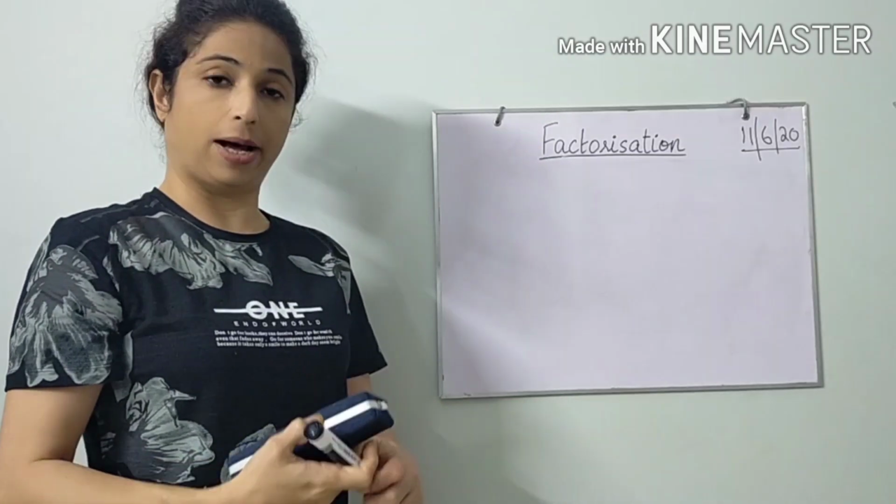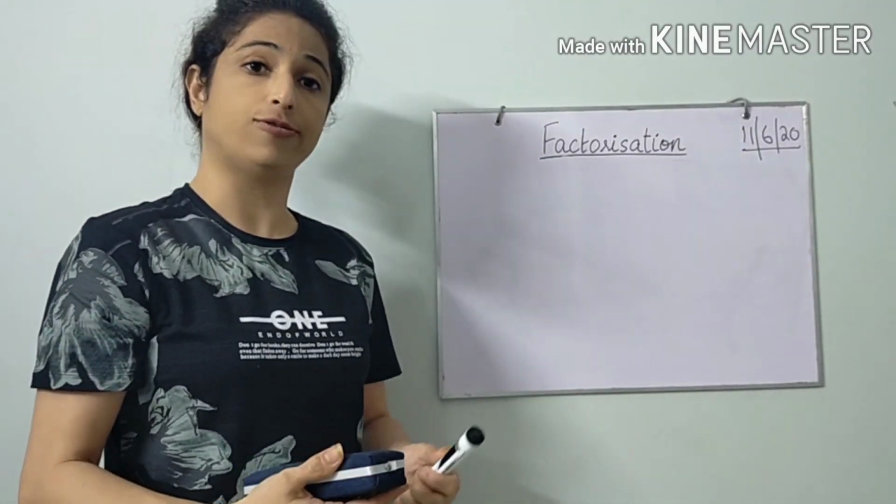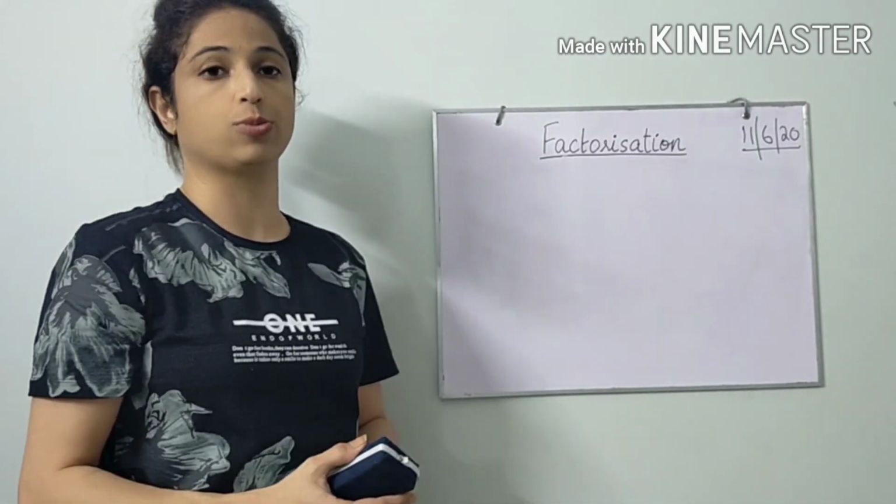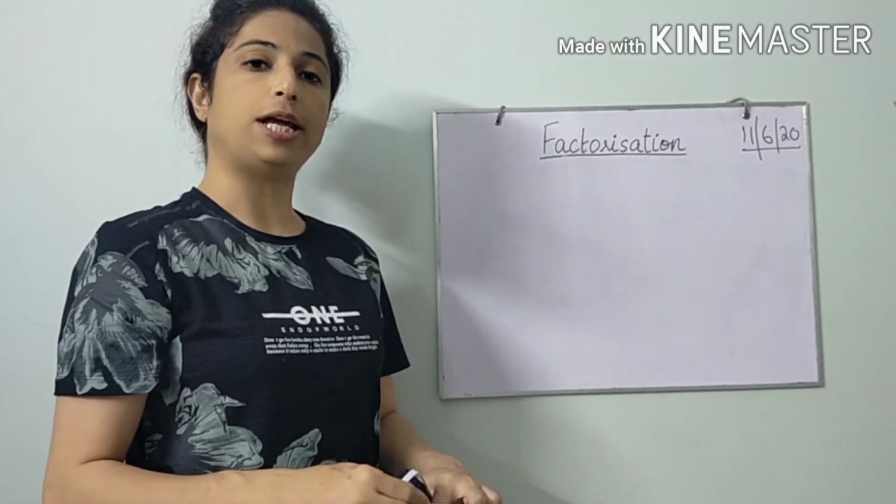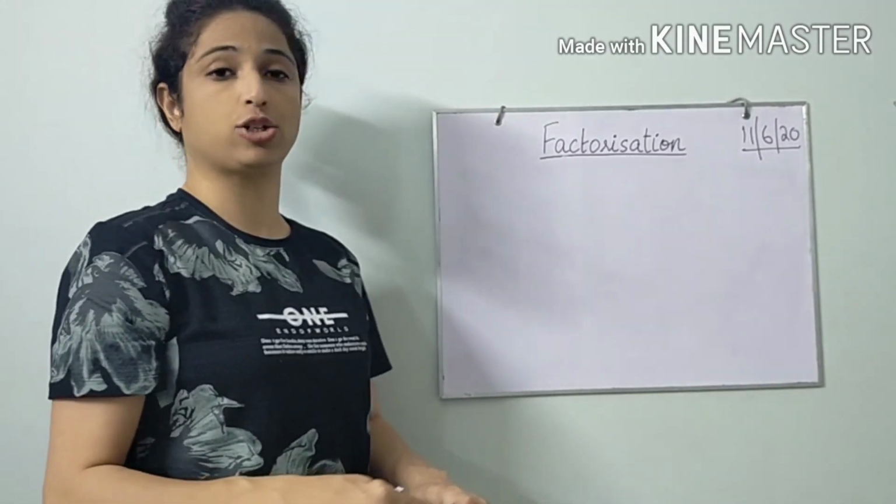So this was all about factorization with two terms and factorization with three terms. Hopefully next time we'll be doing factorization by completing the square.